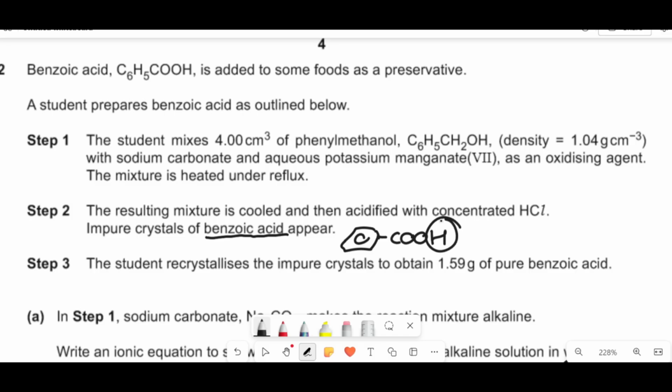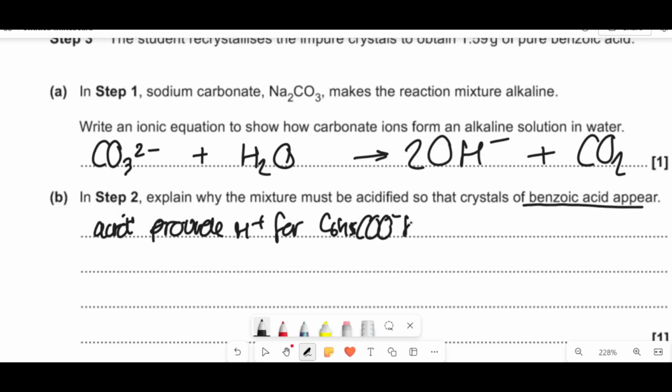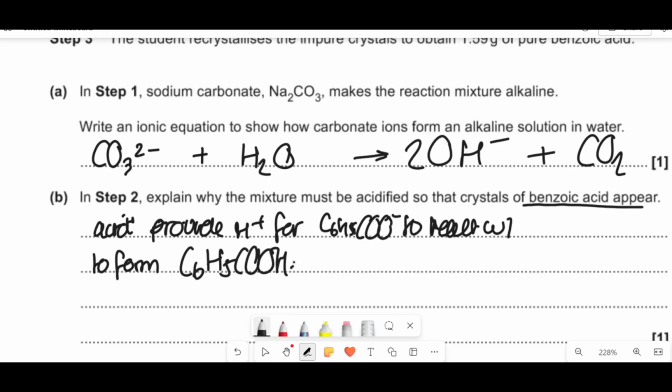That H must have come from somewhere, which is from the acid, because when you're adding acid, you're providing H pluses. That's the idea here. Because if it's alkaline, then that's going to dissociate into COO minus and give away an H plus. So this is happy to be in its COOH form, giving you benzoic acid appearing. So the reason is that this acid will provide H plus for C6H5COO minus to react with to form C6H5COOH, right? To form benzoic acid here.